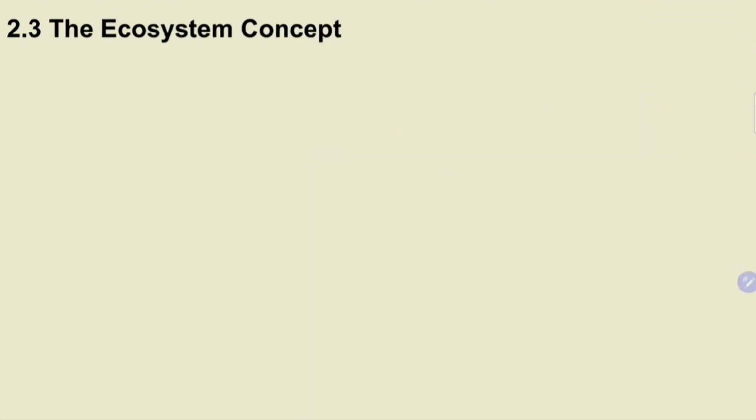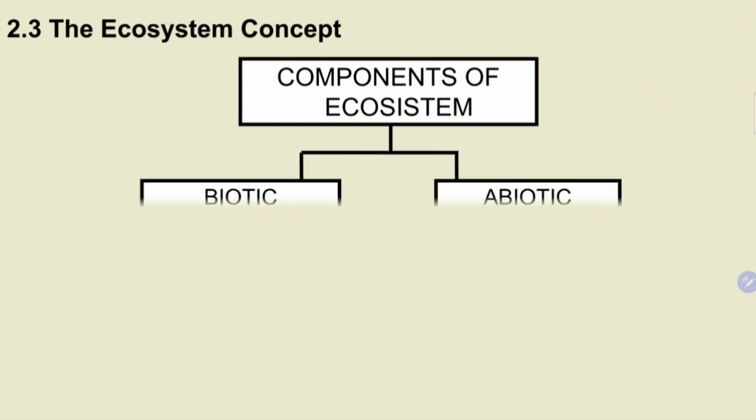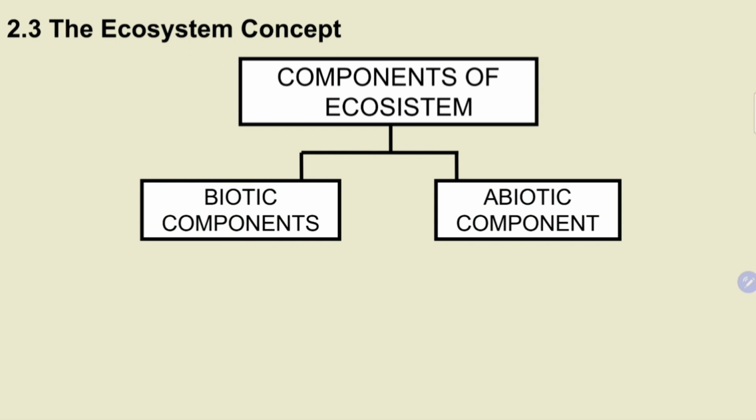Next, we will look into the components of the ecosystem. So there are two main components yang macam kita nampak dekat dalam dua example of ecosystem tadi. Mesti ada biotic component dan juga abiotic component. And these two components saling berinteraksi and influencing each other.